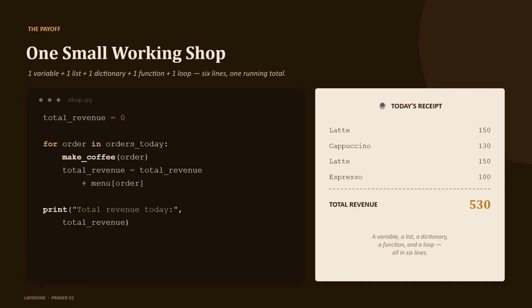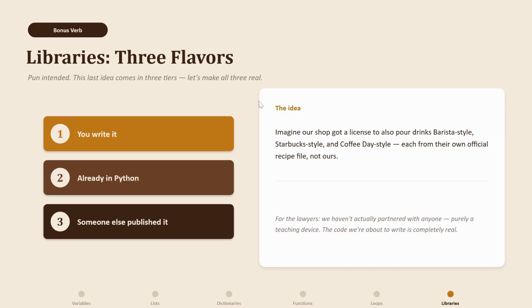So we have covered variable, list, dictionary, function, loop. All the things in just 6 lines. Here we are covering the bonus verb, the libraries. It comes in 3 flavors. The first one, you write it yourself. It is a simple function. Then you import it into your existing code and you reuse it.